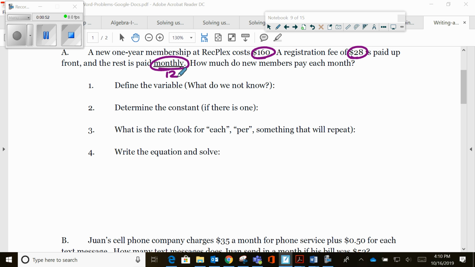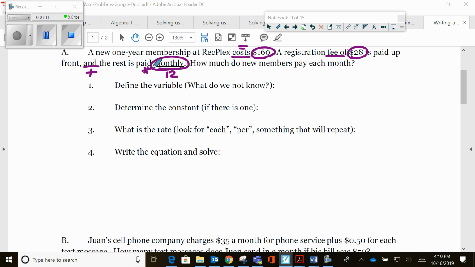So key math vocabulary: cost is going to be your total, so that's going to be your equal sign. Fee is going to be a flat rate fee up front. So the "and" here is going to stand for addition. And your monthly also stands for multiplication.